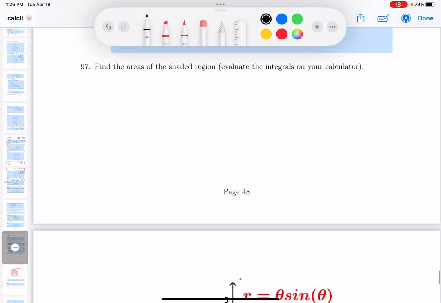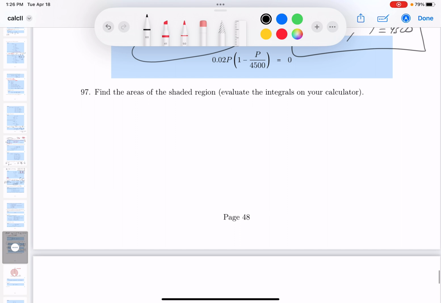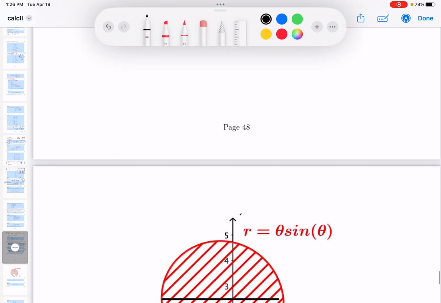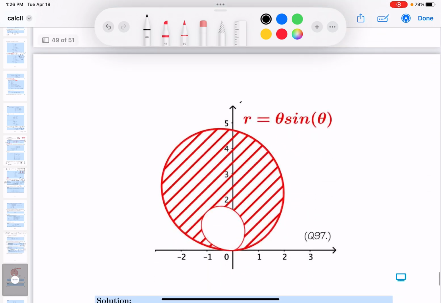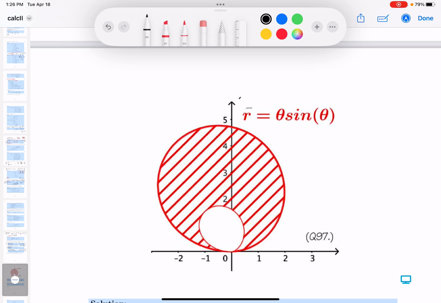Okay, this is 97, and it says, find the area of the shaded region, evaluate the integral on your calculator. So what I'm claiming over here is I'm looking at this, and I know graphing is difficult, and I also find it difficult to deal with, but we're graphing this out. So what am I really doing?